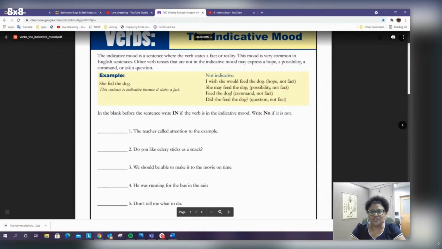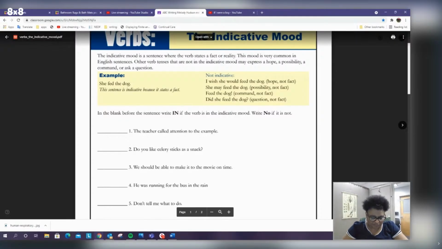Let's look at these that are not indicative. I wish she would feed the dog, right? I hope she would feed the dog, but she hasn't done it. She may feed the dog. It's a possibility, but it hasn't happened. Feed the dog. It's a command. It's still not a fact. And did she feed the dog? It's a question, but it still hasn't been established that she fed the dog. It's not a fact.